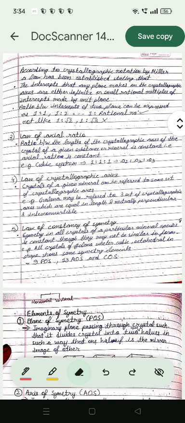And the final law is the law of constancy of symmetry. Symmetry in all crystals of a particular mineral species is constant, though they may not be similar in form. It means the symmetry elements in all types of crystals of a particular mineral will be constant, but it is not necessary that they are similar in form. Example, all crystals of galena, whether cubic or octahedral in shape, show the same symmetry elements: 9 planes of symmetry, 13 axes of symmetry, and 1 center of symmetry.